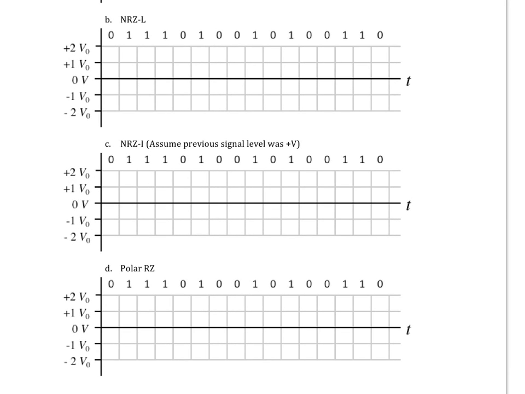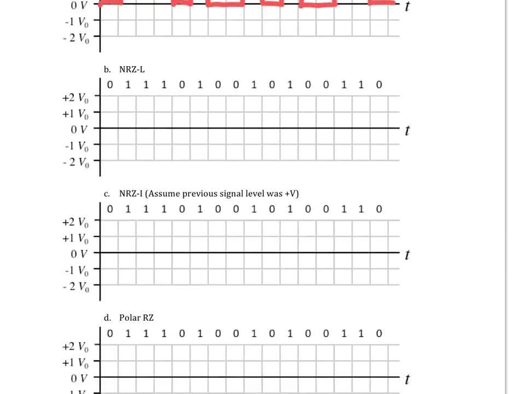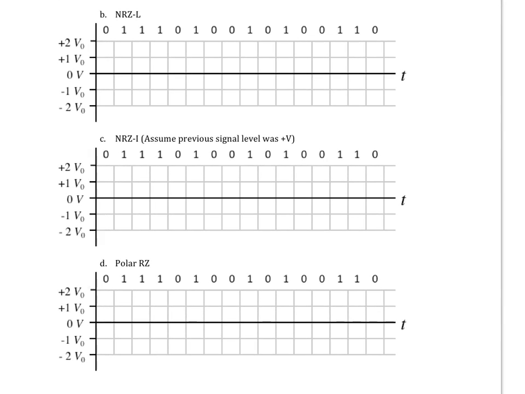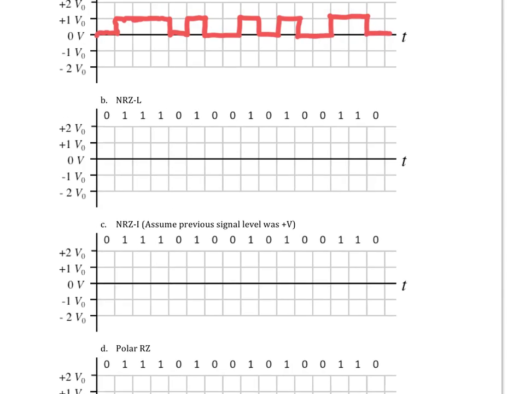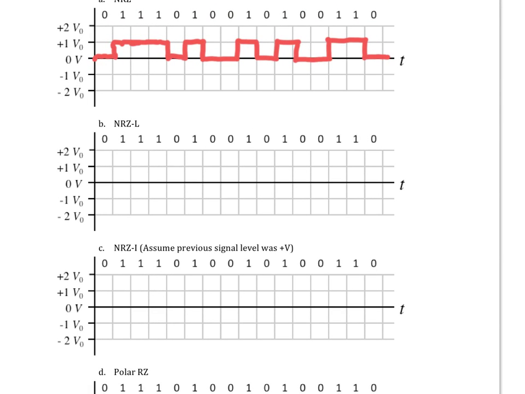For the NRZL, the rule is that for a 0, we have a positive V, and for a 1, we have a negative V. And so it's sort of upside down from the NRZ, but it also goes both positive and negative. Okay, so in this one, zeros give a positive V. One way to do this is to just fill in all the zeros at the positive voltage. And this is sometimes a better way than just going bit by bit.